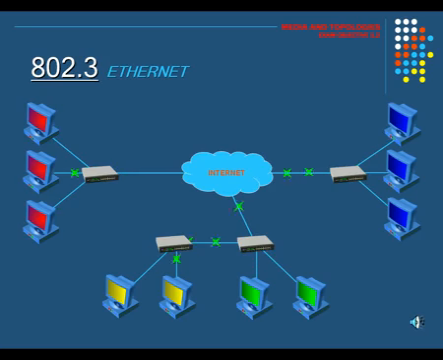The speed of Ethernet ranges from 10 megabits to 10,000 megabits. It uses both copper wire and fiber optic media. Most commonly, Ethernet uses the star topology.